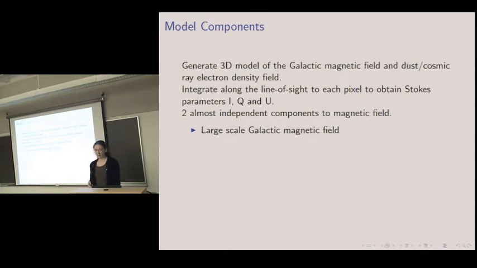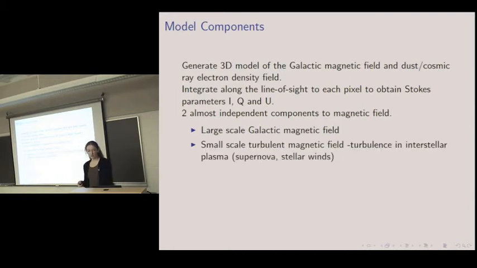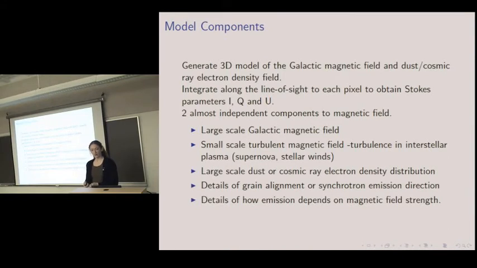Now the magnetic field has 2 approximately independent components. There's the large-scale field from the galactic magnetic field, and there's a small-scale turbulent field from turbulence in the interstellar plasma. And these have approximately equal RMS values. There's also the large-scale dust or cosmic ray electron density distributions which need to go into the model. And then details of how the grains align with the galactic magnetic field, or the direction that synchrotron radiation is emitted, and then how this emission depends on magnetic field strength.